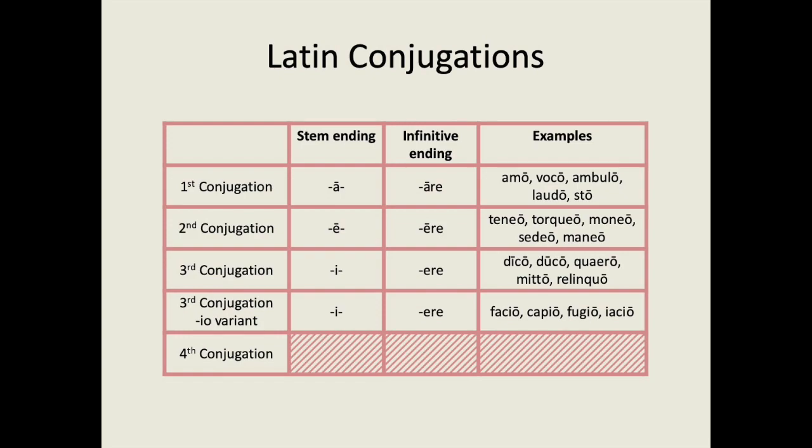Now the only conjugation left for us to introduce is the fourth conjugation. So as you can see, fourth conjugation verbs also have a stem that ends in an I. However, it's a long I. Also, we can see that their present tense infinitive ends in ire. The first example of a fourth conjugation verb we will look at is audio.